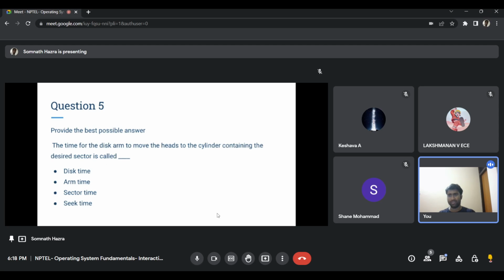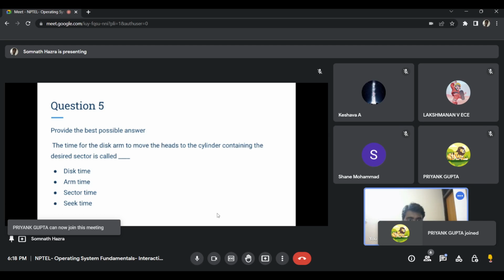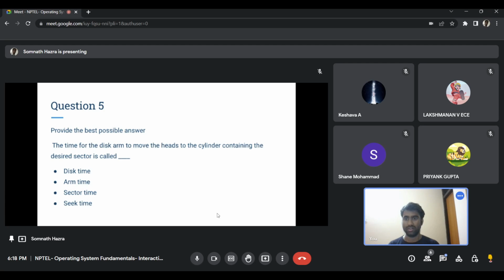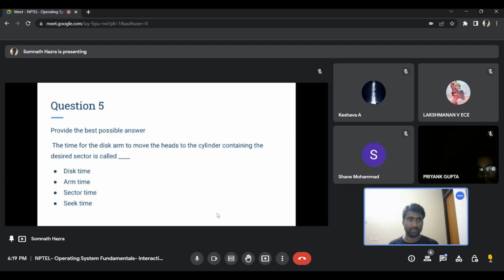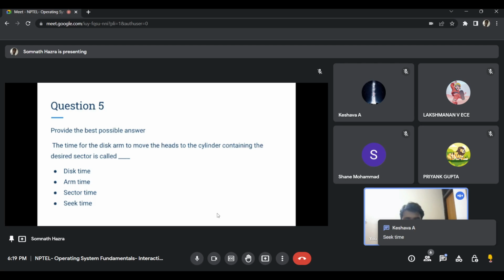The time for the disk arm to move the heads to the cylinder containing the desired sector is called disk time, arm time, sector time, or seek time. The time for the disk arm to move the heads to the cylinder containing the desired sector is called disk time, arm time, sector time, or seek time. Which among the following options do you think is correct? Okay, I got one answer. Anyone else would like to contribute?